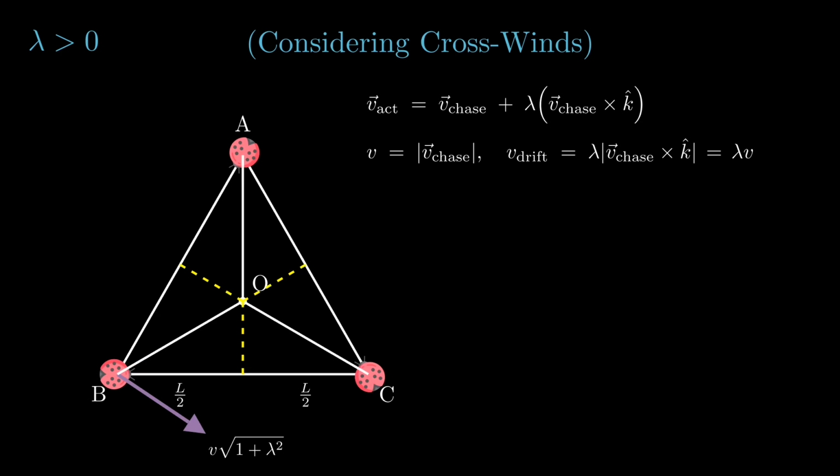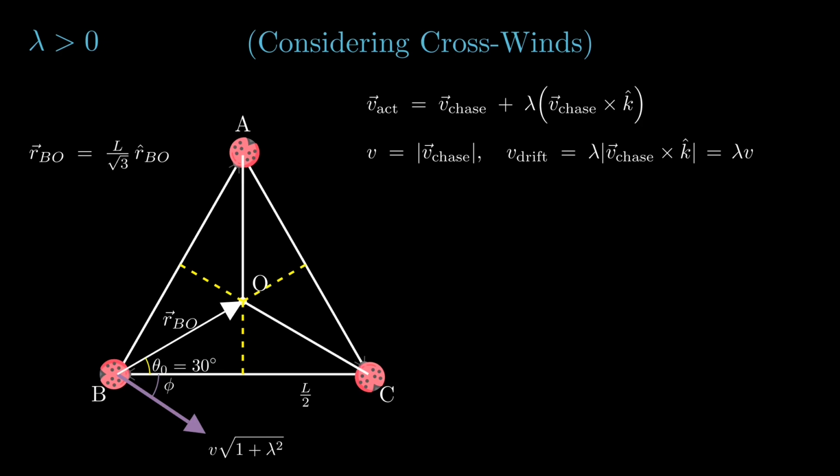We draw the displacement vector RBO, whose length remains L over root 3 from our earlier geometry, and we also know the actual velocity vector of B, the purple arrow we just saw, and we want to project it onto the direction of RBO, just like we did in the case when lambda was equal to 0. Now, this is where trigonometry helps us out.